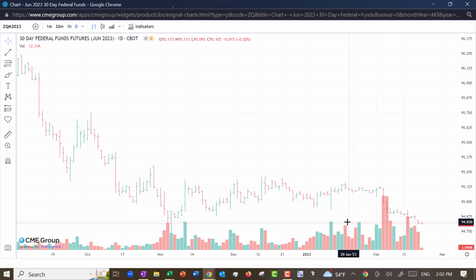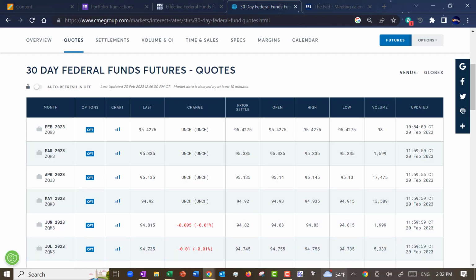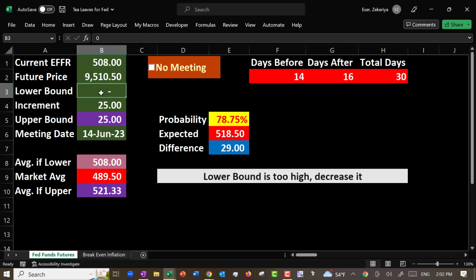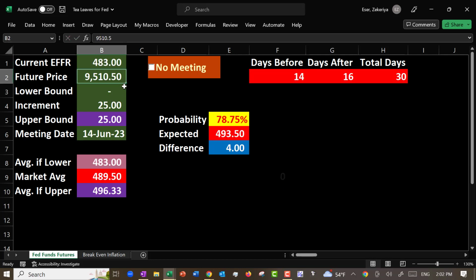So let's see what the market was thinking. Too high, decrease it. So, okay. About a month ago, market was thinking there's going to be one rate increase by the June meeting, okay? And there's a chance that there's going to be another in the June.